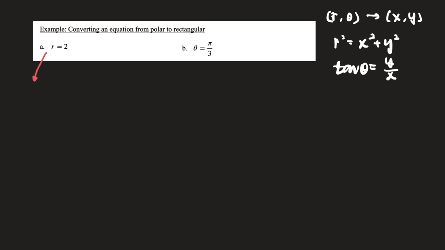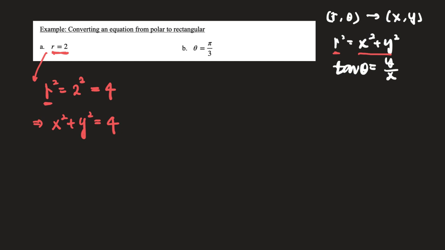Look at this. r is 2. So we're gonna square both sides. r squared equals 2 squared, and 2 squared is 4. r squared is replaced by x squared plus y squared. So this one is x squared plus y squared equals 4. That's how you convert from the polar equation to the rectangular equation.